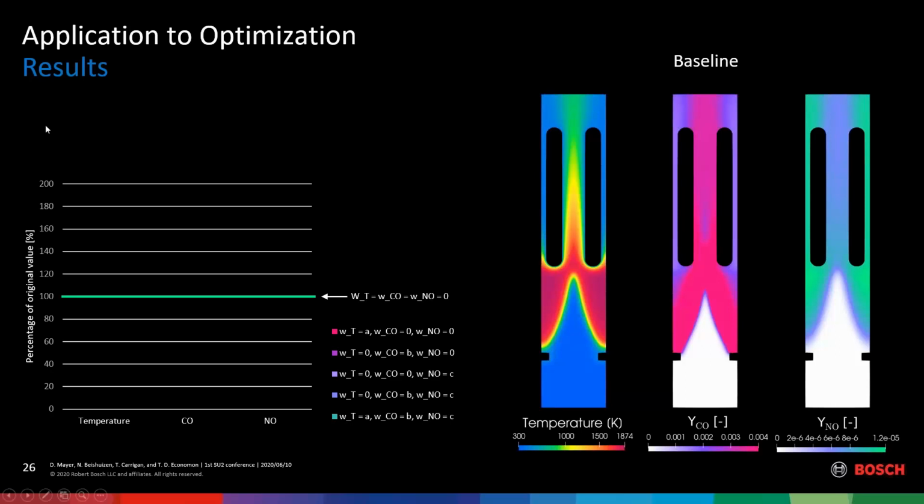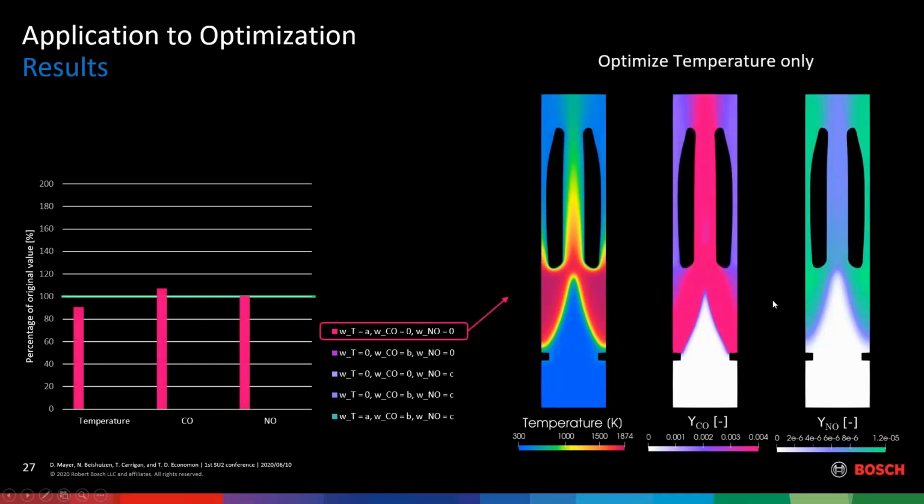On the left-hand side, you will see bar plots of the different objectives here, and they are all normalized to the original baseline geometry. So the geometry that you see here on the right, the baseline, represents the 100% line in this plot. And then on the right hand side you will see the respective optimized geometries, and the coloring represents the optimization targets: temperature, mass fraction of CO, and mass fraction of NO.